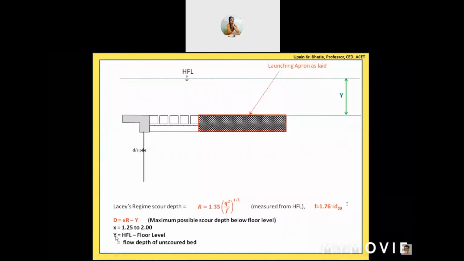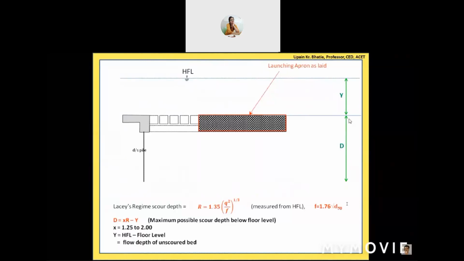So how is this Y determined? HFL minus floor level. So it is very simple. If the high flood level is given to you and the floor level is given to you, then the difference of these two levels will give you the flow depth. So this is D now.